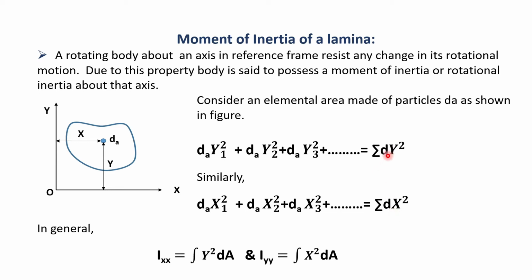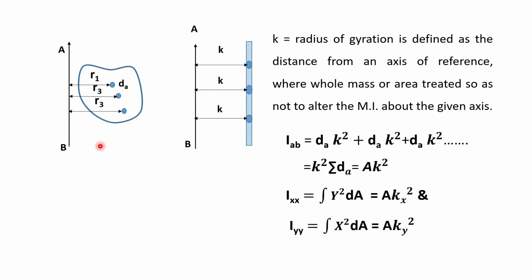Here, this sigma dA is nothing but the representative of this small area. So in total, when we do the summation, we get the area into the distance square. In the case of the whole area, we have a lamina, so we have to integrate over the particular limits. So Ixx is the integration of y square dA, and Iyy is the integration of x square dA. This summation of dA is the total area.